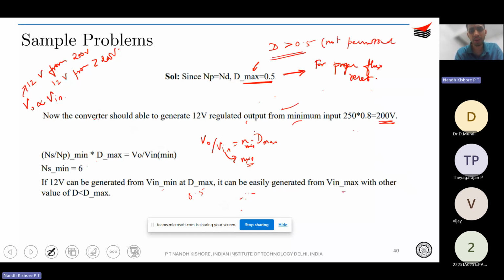Therefore D should be kept at 0.5. With D equal to 0.5, you find out what should be N, what should be the minimum value of N so that you're able to generate 12 volts. You are given extreme values for V in, that is plus or minus 20%. You can substitute both these values and find out where N is minimal. Or by logic, you will understand that you need to have minimum this much value of N so that the criteria is satisfied at the other extreme also.